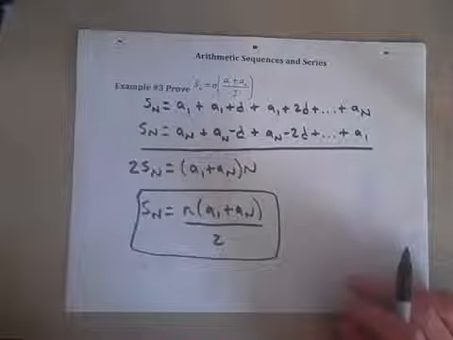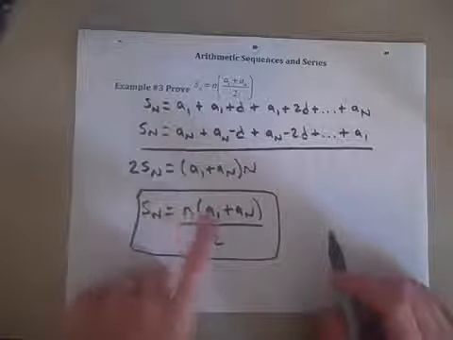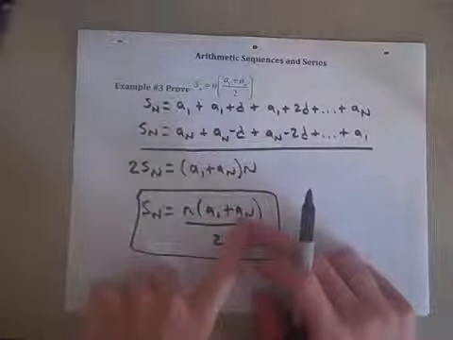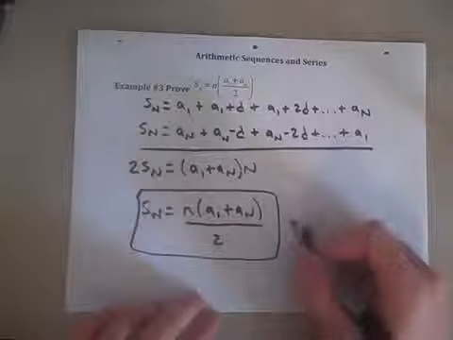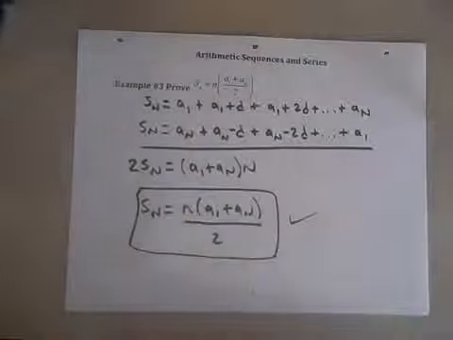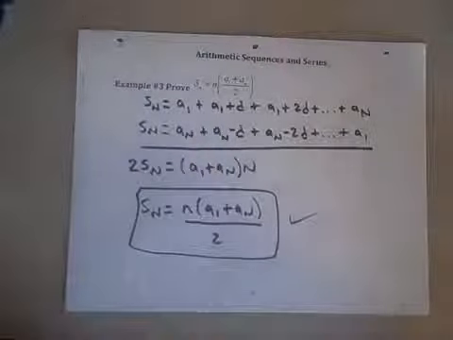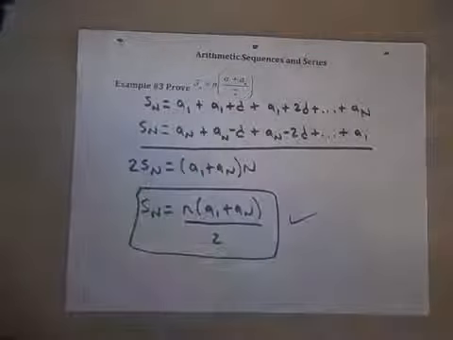So the sum of an arithmetic series is going to be the number of terms times the first term plus the last term, divided by 2. Yay! All right, guys. We'll take a break right here, and we will come back for example 4 and example 5.